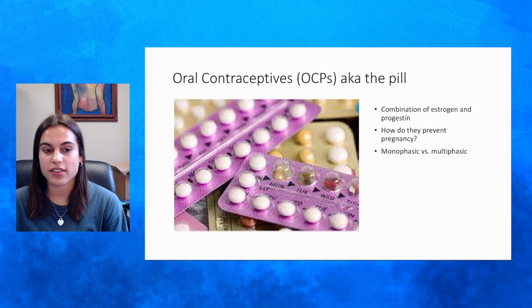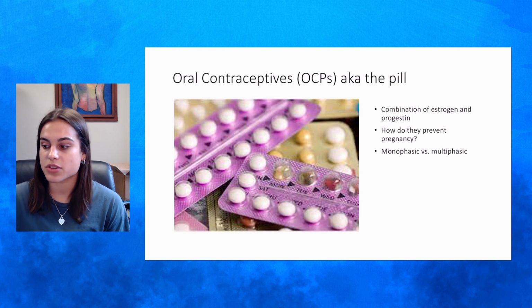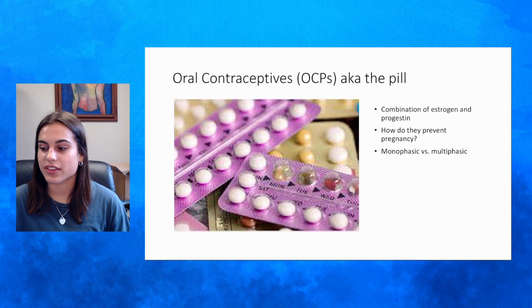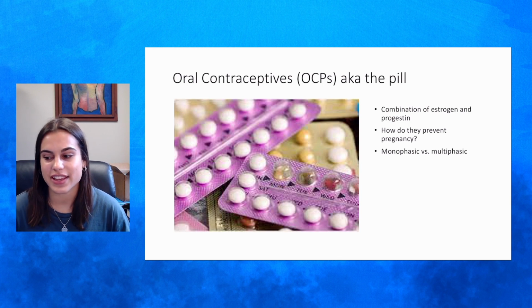It also thickens the mucus in the cervix, which makes it difficult for sperm to enter the uterus and fertilize the egg, and it also thins the lining of the uterus so that there is less of a chance that the fertilized egg will implant into the womb and be able to grow. So the way that this actually works is through progesterone negative feedback.